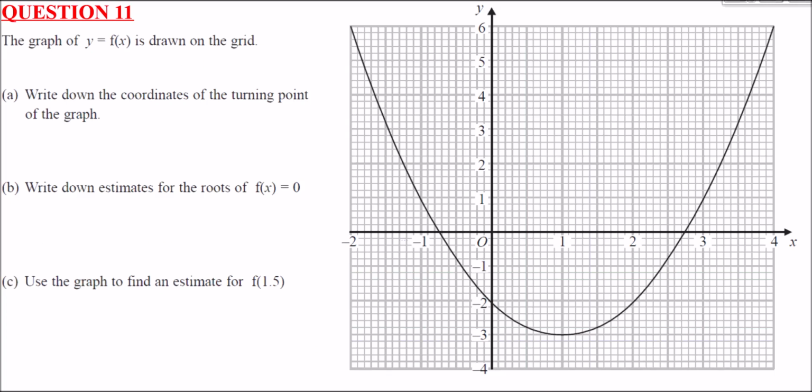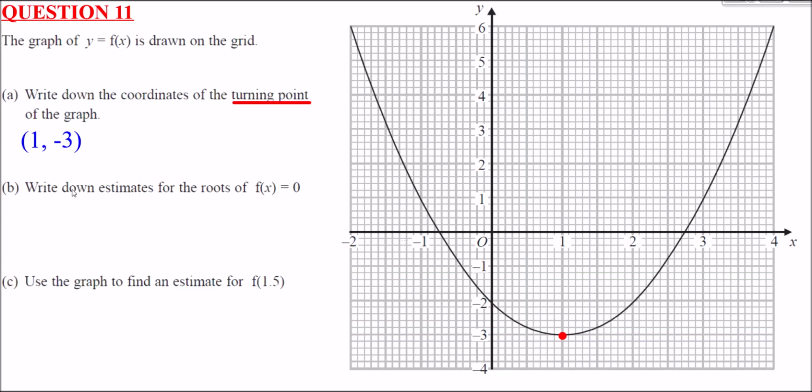Number 11, we've got a graph drawn on a grid. It's a graph of y equals f of x. First it says write down the coordinates of the turning point. Well, the turning point literally just means where the graph goes from going downwards to going up, or from going up to going down. So the turning point is either the absolute minimum or maximum of the curve. So we're looking at this point here. So the coordinates are 1 along and 3 down. So the coordinates are 1, minus 3.